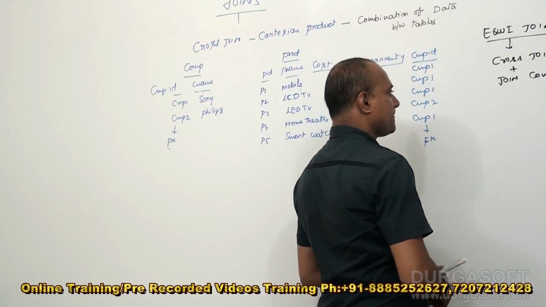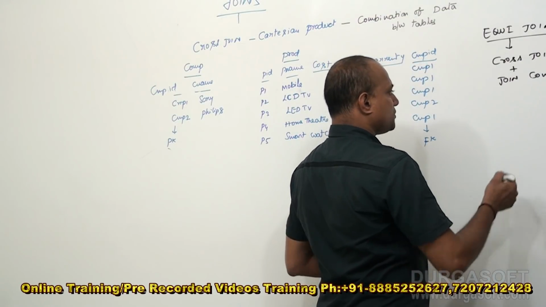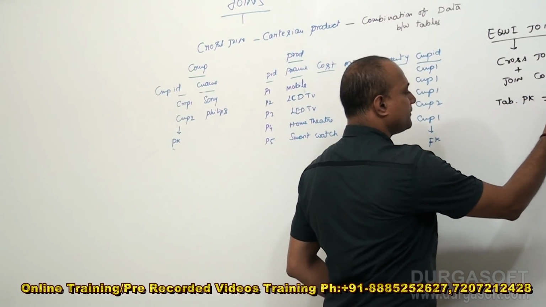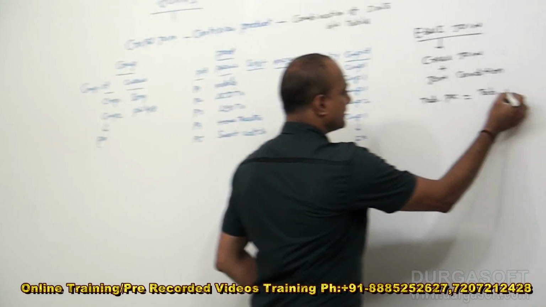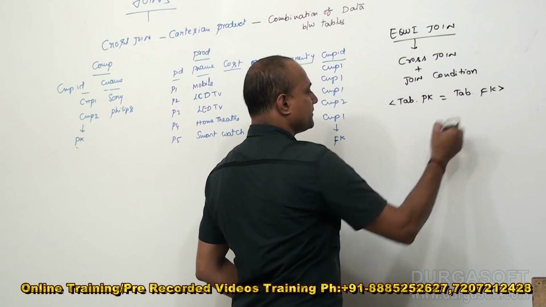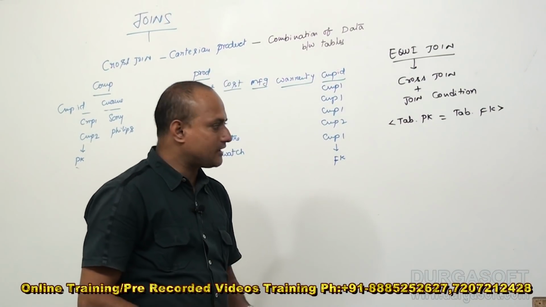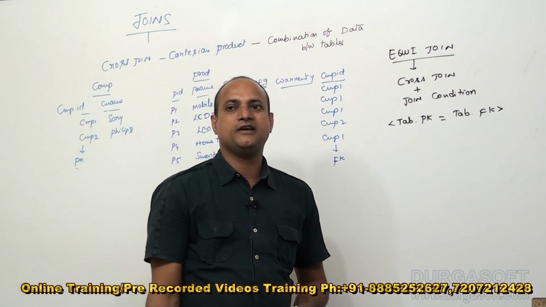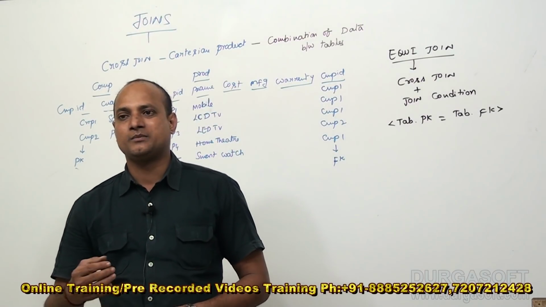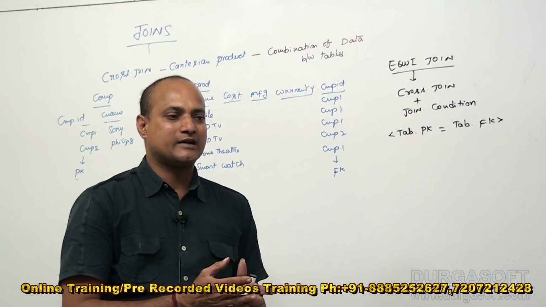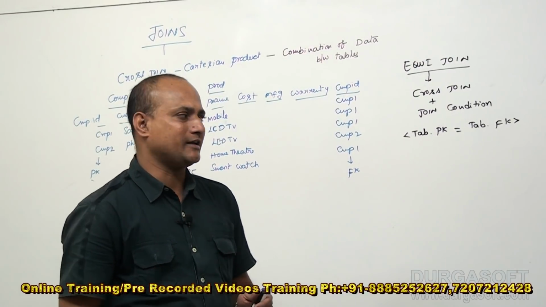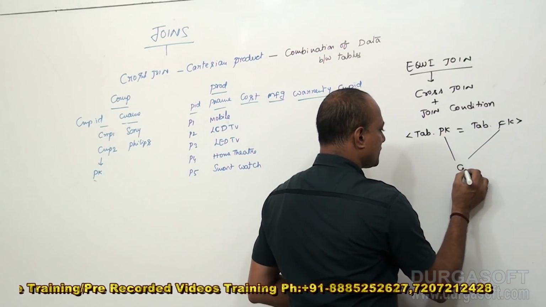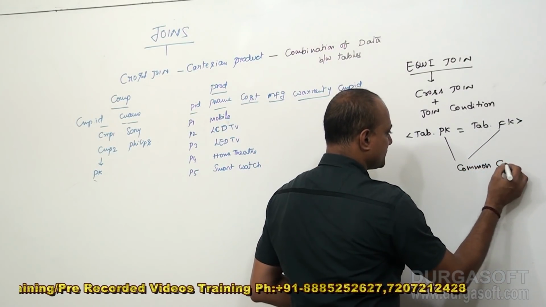So what is a join condition? Join condition should be specified as table dot primary key is equal to table dot foreign key. This is called a join condition. Remember that. Within the query, join condition should be specified between common columns. Generally, common columns are primary key from one table and also foreign key from another table. Remember, this is a common column. These two, common column between two tables.